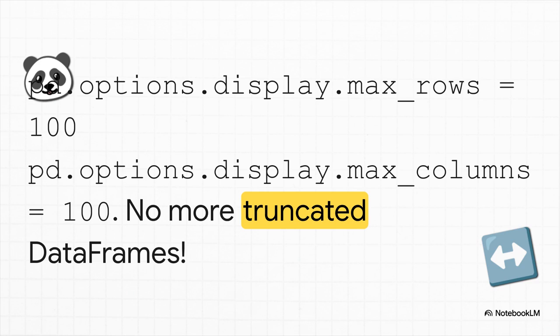Here's the fix for pandas. You can make another file, maybe options/pandas.py, and just add these 2 lines. Boom. You've just told pandas to show you up to 100 rows and 100 columns every single time. No more truncated data. It's such a simple little change, but it saves you so much headache.